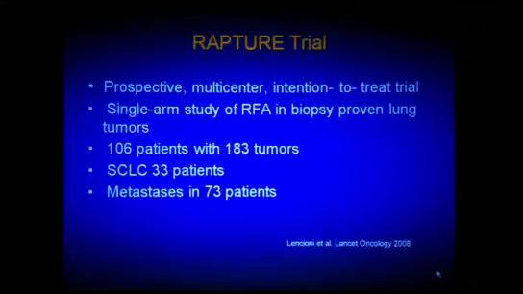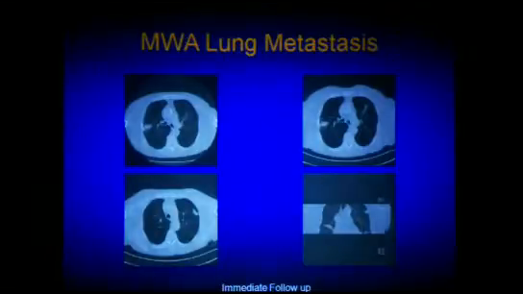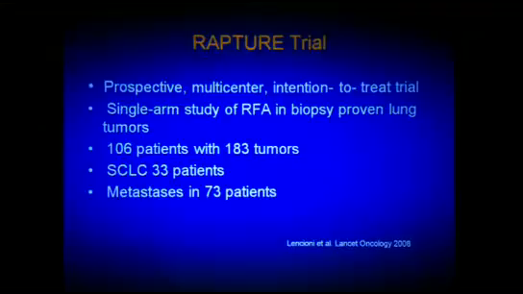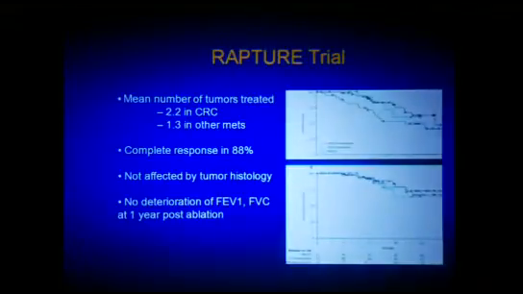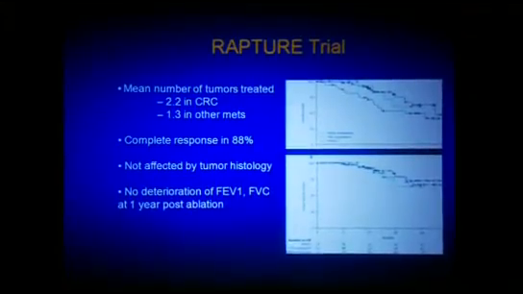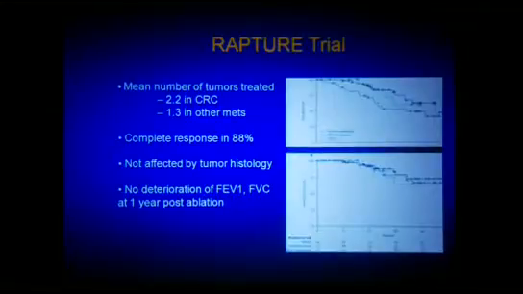And we'll talk about the Rapture trial, which is a multi-center prospective trial that really talked about RFA and biopsy-proven tumors. Our focus today is really on oligometastatic disease, so I'll concentrate on the 73 metastatic patients. Lencioni and his group published this, and when he looked at the tumors, he looked at the mean number of tumors that were treated, which were 2.2 in the colorectal carcinoma group and 1.3 in the other metastatic group.